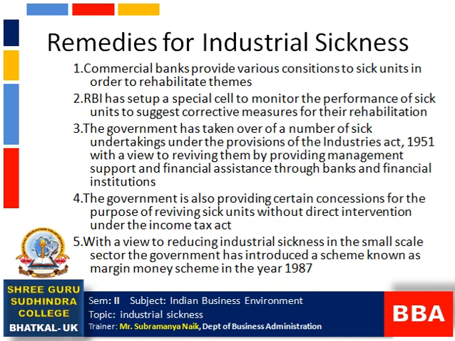And the next remedy, with a view to reducing industrial sickness in the small scale sector, is that the government has introduced a scheme known as the margin money scheme in the year 1987. What is this margin money scheme? The state government has to make a matching contribution on a 50-50 basis in granting assistance to sick units in their rehabilitation. It means that 50% of the losses will be borne by the government and 50% you have to pay. In that way they will go for the rehabilitation of the sick units.